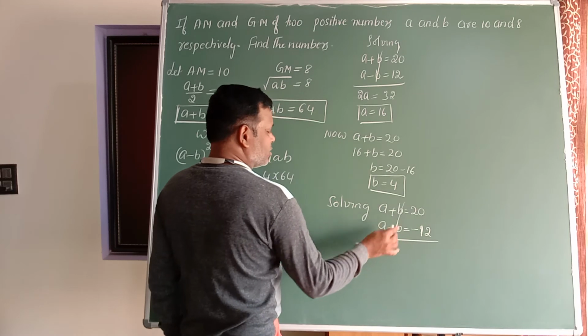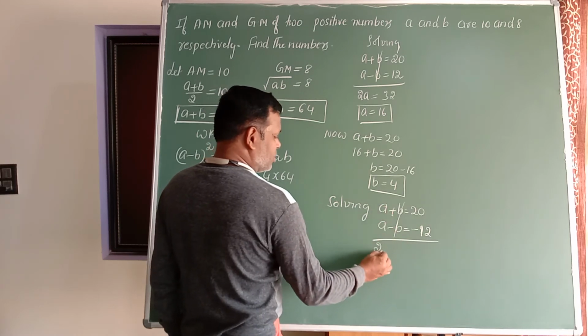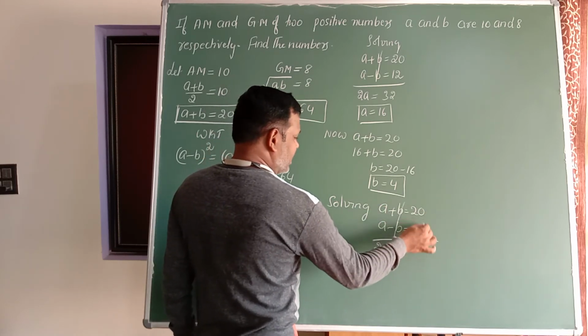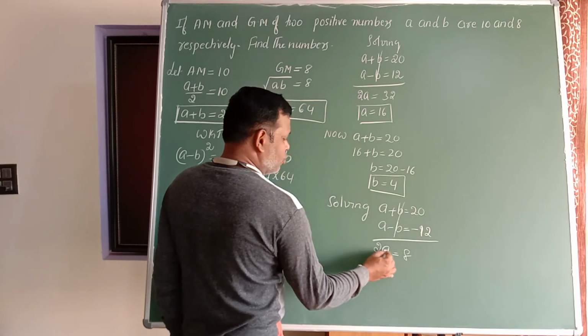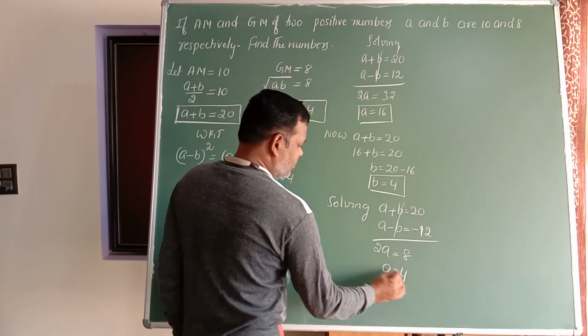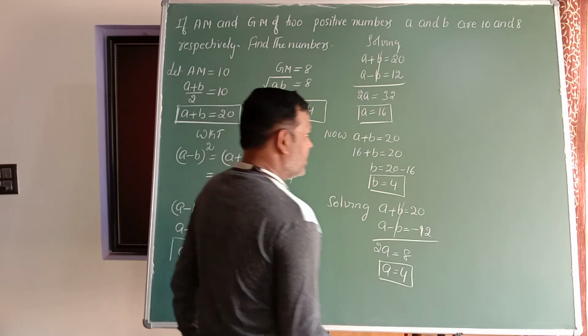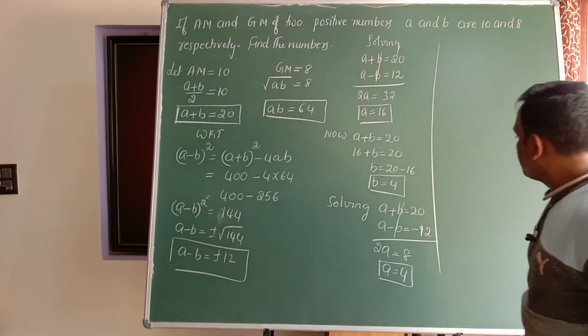Solve these two. B and minus B get cancelled. A plus A is equal to 2A. That is equal to 20 minus 12, which is 8. Then 2 4s are 8, so A is equal to 4. Now we want to find out the value of B.